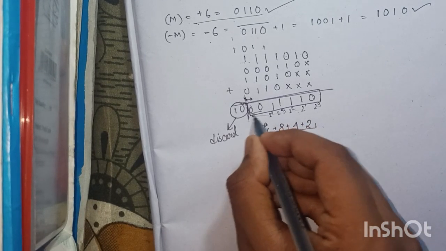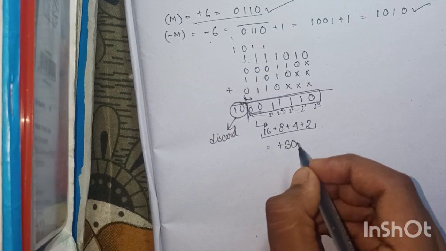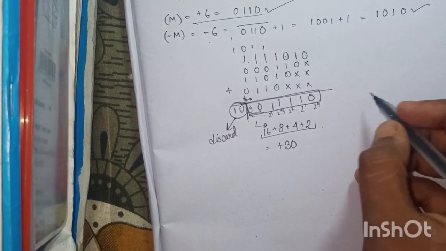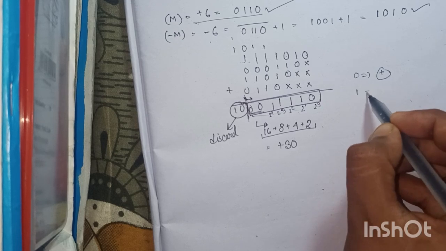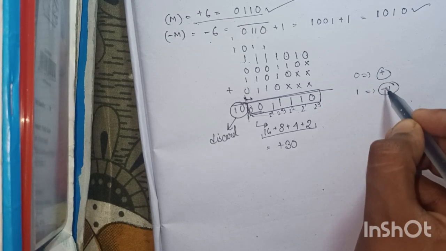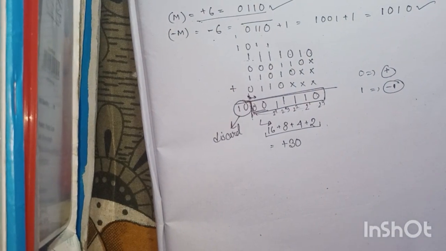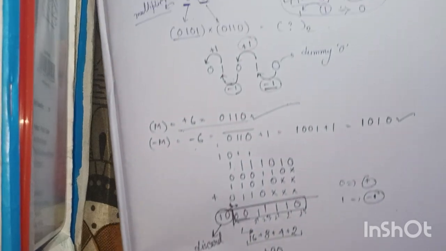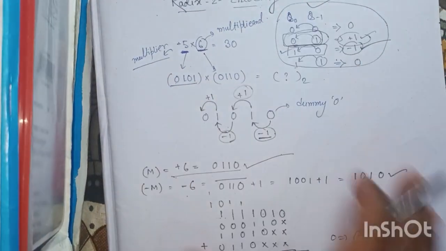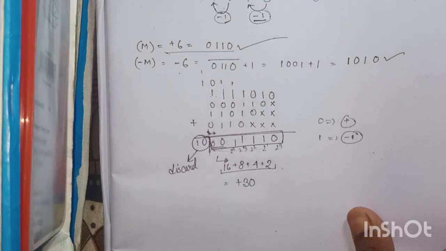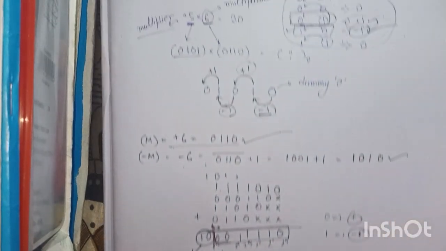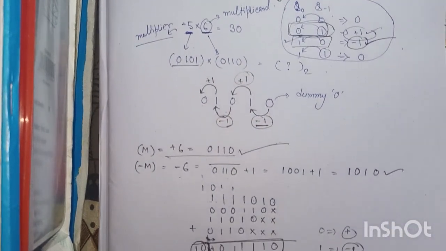And as it is 0 0, we just need to write plus, because I just told you that 0 means plus and 1 means minus. Okay, minus, and that's it. It is very easy to understand, because it is actually the Radix-2 encoding. So I hope I got my point across on the Radix-2 encoding.